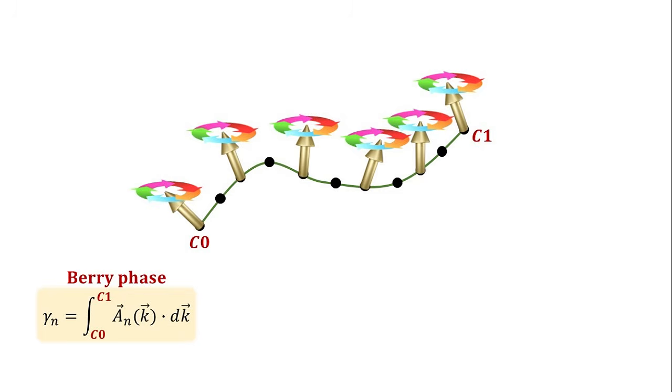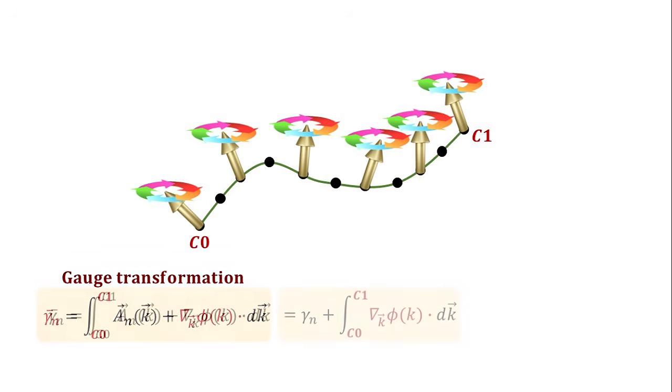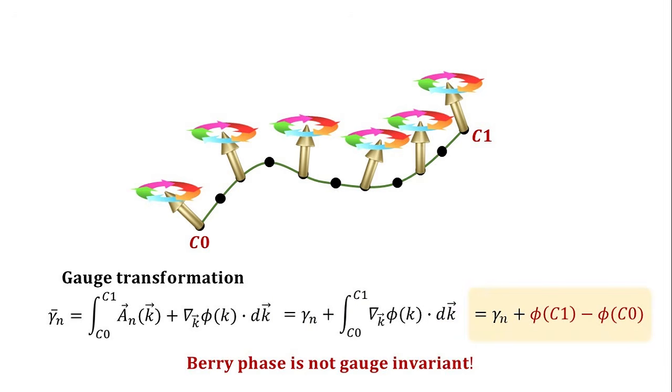Let's consider an open path, with C0 and C1 being the starting and ending points respectively. Under the same gauge transformation, the Berry connection in the integrand acquires an additional term, the gradient of the gauge phase phi. Thus, the Berry phase associated with this open path is not gauge invariant and differs from the original Berry phase by an amount given by the difference of the gauge phases at the start and end points. Since the Berry phase for an open path depends on the gauge phase difference at the endpoints, it cannot represent a physical observable in isolation. The additional term explicitly links it to the arbitrary choice of gauge.